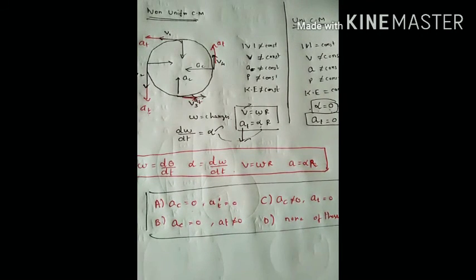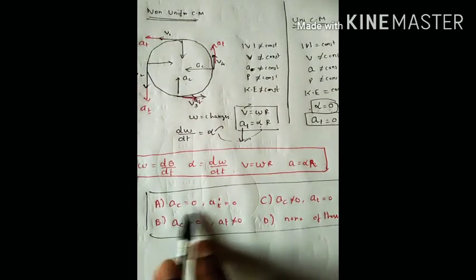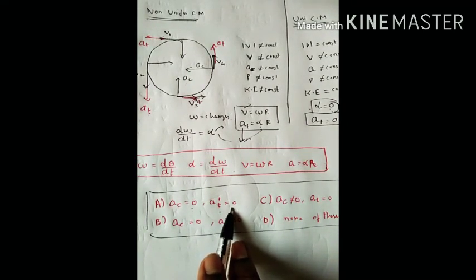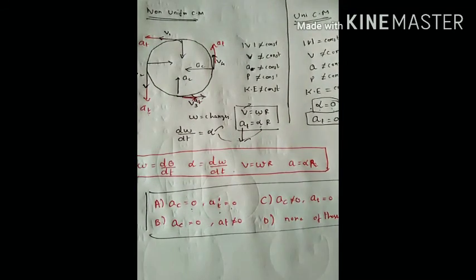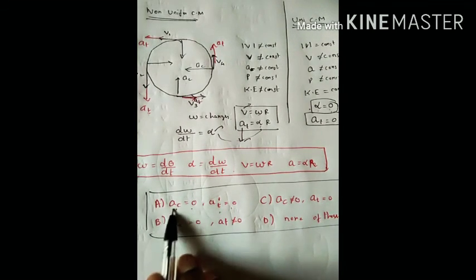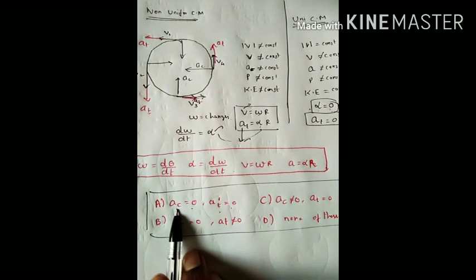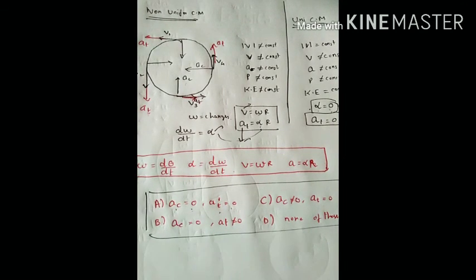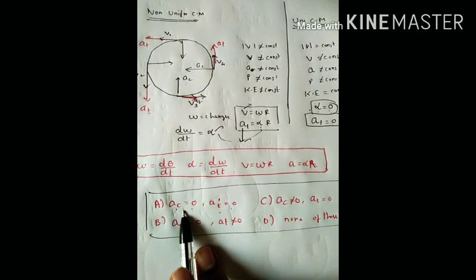Let's check it out. In the first case, centrifugal acceleration 0 and tangential acceleration 0, circular motion never exists because there is no center-directed pulling force. So when centrifugal acceleration is 0, then centrifugal force is also 0. Then nothing pulls the object towards the center. So there does not exist uniform circular motion.